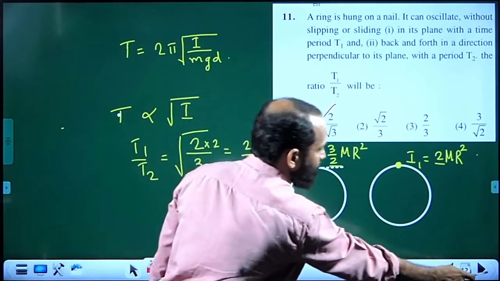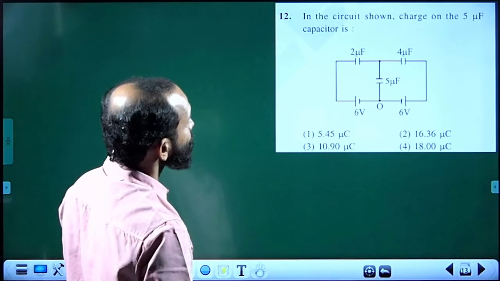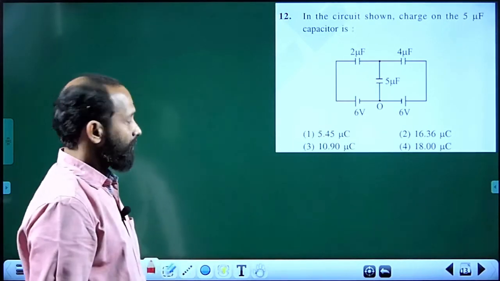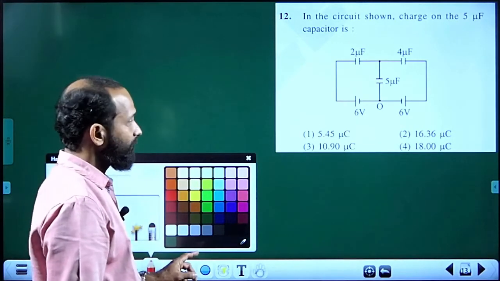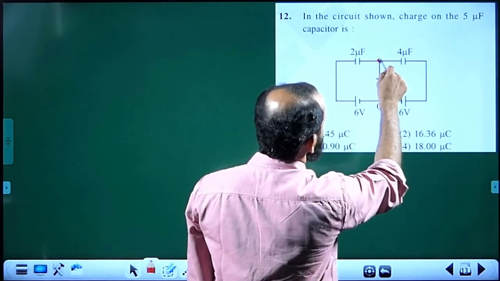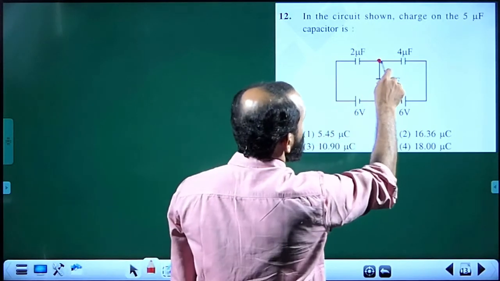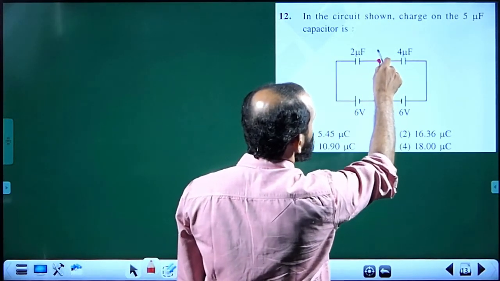Okay, next one. In the circuit given, the charge on the 5 microfarad capacitor is? Here the circuit analysis is very important. We have to find out the charge on the 5 microfarad alone. For that we have to find the potential at this point.